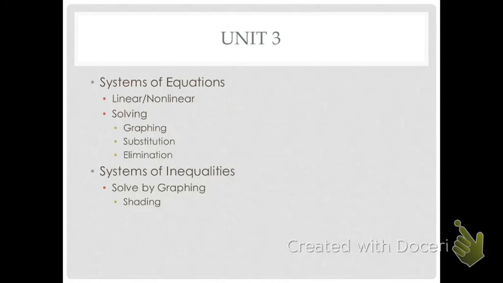In Unit 3, we did our systems of equations. We had linear and nonlinear. This is where we introduced the circle. We solved by graphing, substitution, and elimination. Remember, in nonlinear, we did not use elimination. So nonlinear equations, we did graphing and substitution. We also solved systems of inequalities, and we did those by graphing. So remember your shading. Wherever your shading intersects, that's where you have your region, your solution region, not a point.